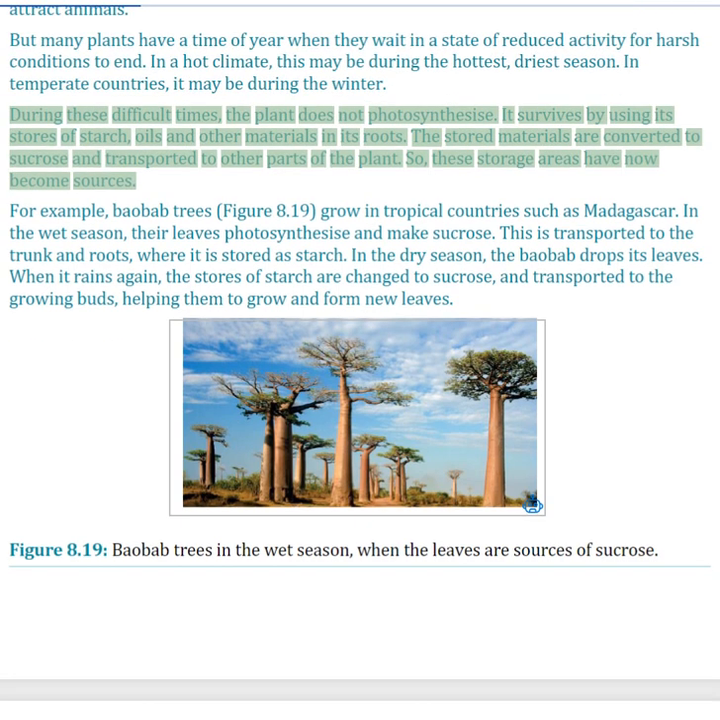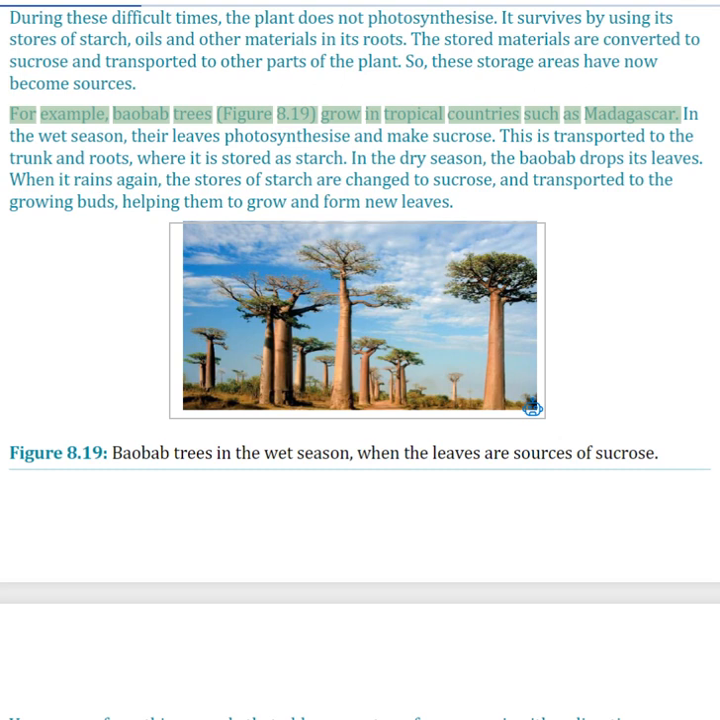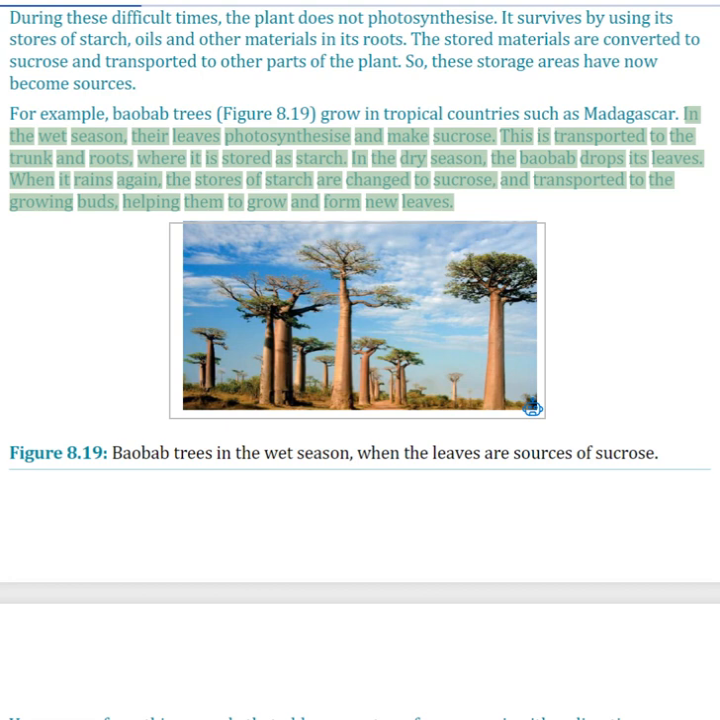During these difficult times, the plant does not photosynthesize. It survives by using its stores of starch, oils and other materials in its roots. The stored materials are converted to sucrose and transported to other parts of the plant. So, these storage areas have now become sources. For example, baobab trees grow in tropical countries such as Madagascar. In the wet season, their leaves photosynthesize and make sucrose. This is transported to the trunk and roots, where it is stored as starch. In the dry season, the baobab drops its leaves.